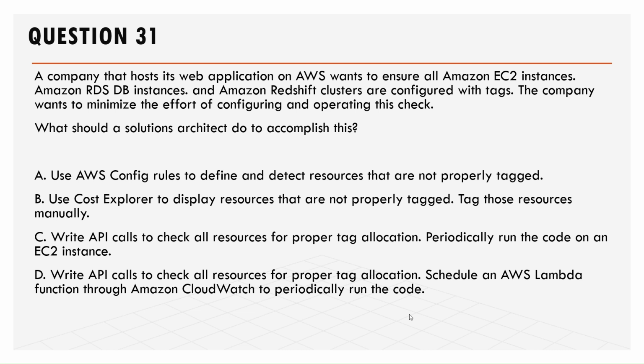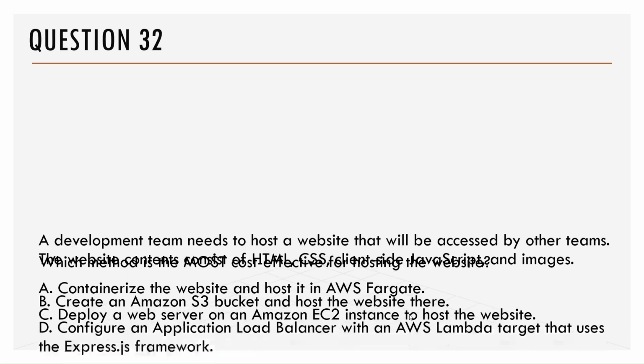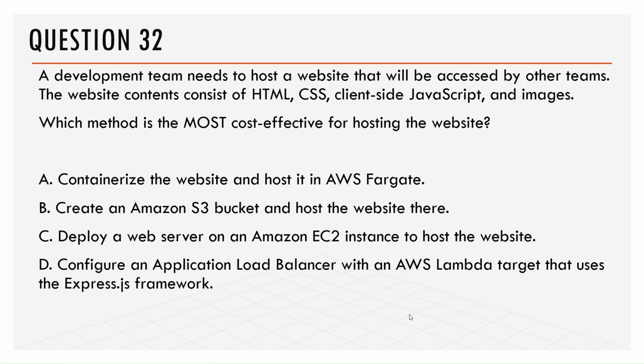Now let's look into the correct option. And the correct option is A, use AWS Config rules to define and detect resources that are not properly tagged. Now let's look into the next question, question number 32.